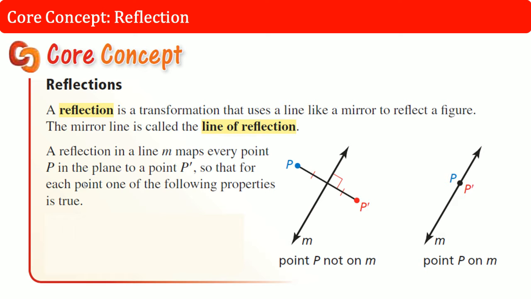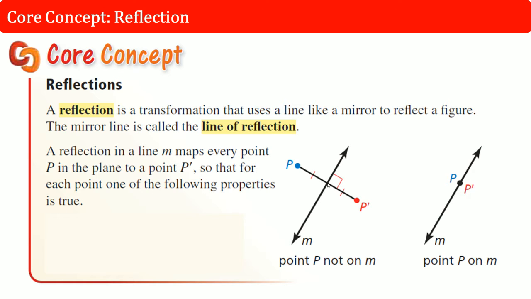So we start with our core concept. A reflection is a transformation that uses a line like a mirror to reflect a figure. That line that it reflects over is called the line of reflection. The distance between the point and the line of reflection is equal to the distance from the new image to the line, which is shown right here. So the distance between P and the line is the same as the distance from P prime, which is the new image, to the line of reflection.